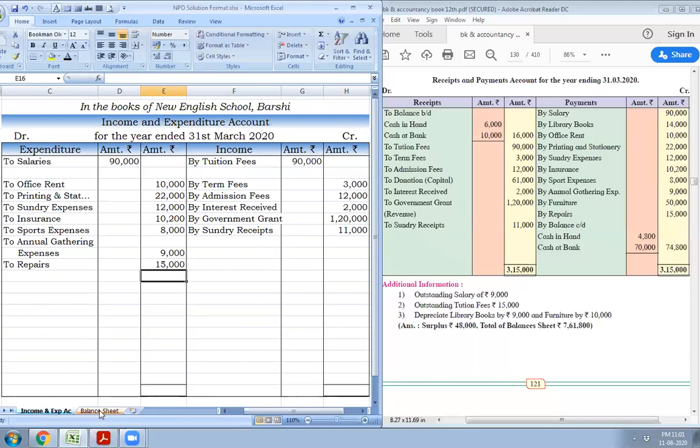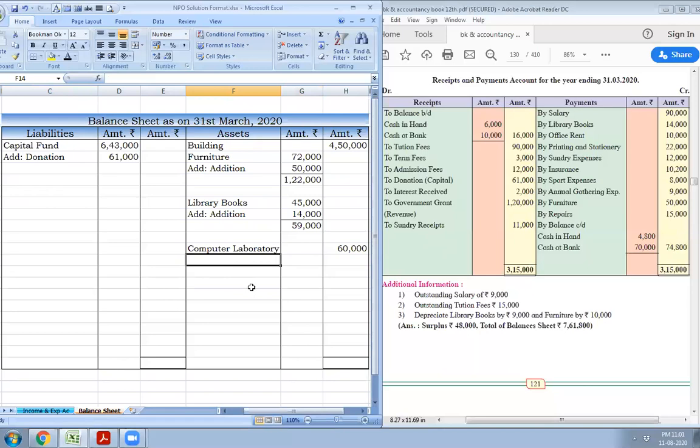And closing cash balance, we'll go to balance sheet, asset side, cash in hand 4,800, and cash at bank also will appear in balance sheet asset side, 70,000. Total is now 74,800.